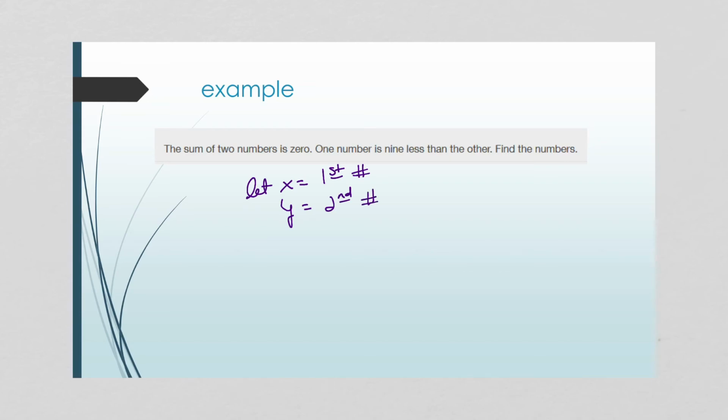And I know that one number is 9 less than the other. So let's say that y is equal to x minus 9. Okay, because one of them is smaller than the other, right? It says here that the sum is 0. So x plus y equals 0, right?